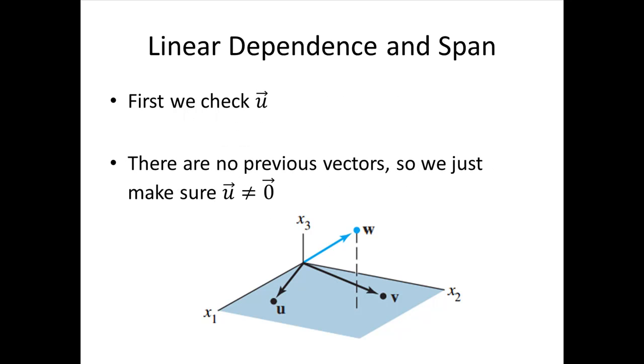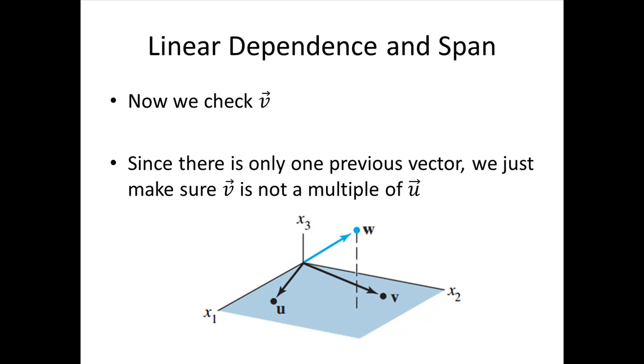Let's start with the first vector in our set, u. Since it's the first vector, there are no previous vectors, so all we have to do is make sure that u is not the 0 vector, and we can clearly tell from our picture that u is not the 0 vector. The next vector in our set is v. Now there's only one previous vector, so to check that v is not a linear combination of the previous vectors, we just have to make sure that v is not a multiple of u. But if v were a multiple of u, it would be pointing in the same direction or the opposite direction as u is. And again, we can see from our picture that that's not happening.